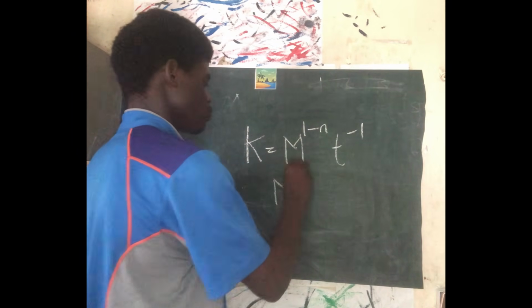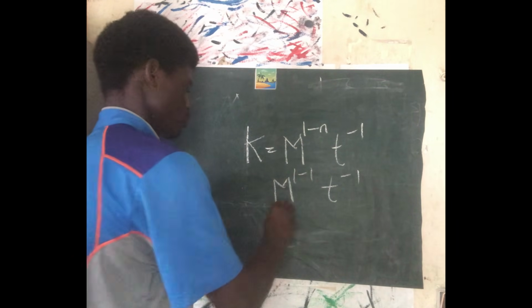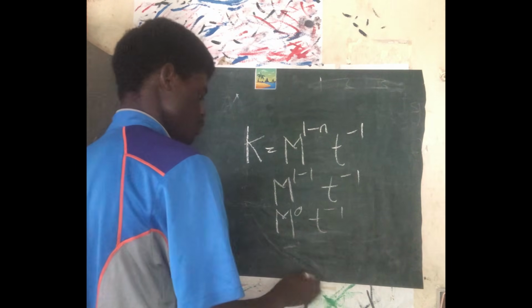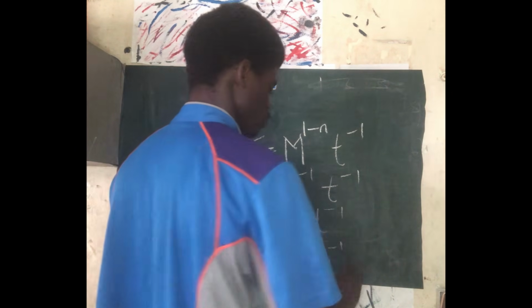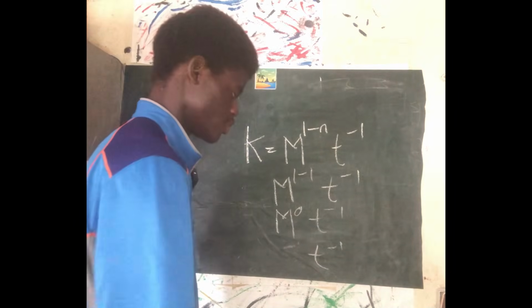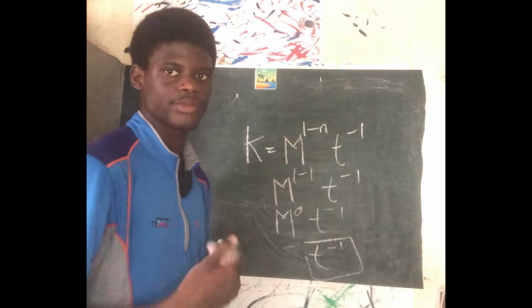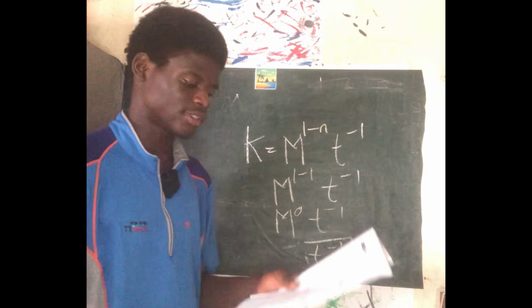So for first order, that's 1 minus 1, so molar raised to power 1 minus 1 is 0, and molar raised to power 0 is 1. So no need to write it. That is per time. So for a first order reaction, the unit is per time. This per time can be per second, per minute, per year, per month, as long as it is time.